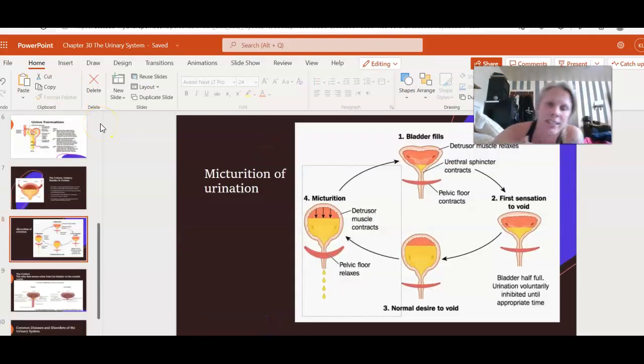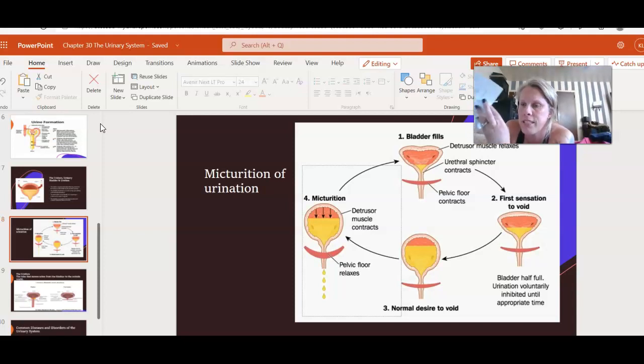So micturition is actually the process of urination. What happens is the stretching of that bladder triggers this process, usually when the bladder contains approximately 150 milliliters of urine. So the bladder distends as it fills with urine. And then the first sensation to void is usually when the bladder is about half full. So then you're able to hold it until you're able to eliminate it at an appropriate time.